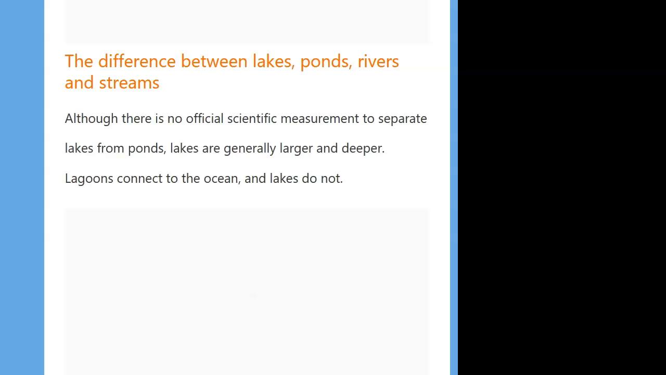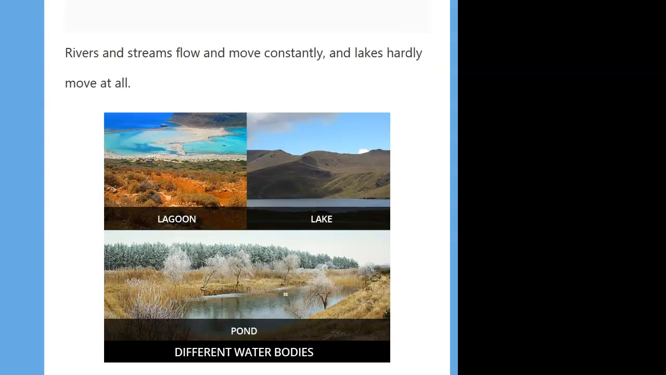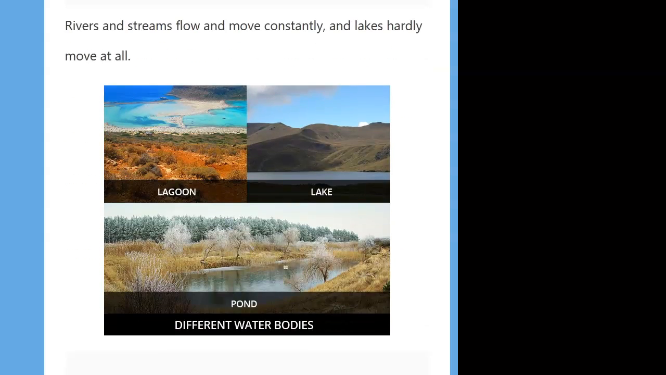The difference between lakes, ponds, rivers, and streams. Although there is no official scientific measurement to separate lakes from ponds, lakes are generally larger and deeper. Lagoons connect to the ocean, and lakes do not. Rivers and streams flow and move constantly, and lakes hardly move at all. Here in this picture we have a lagoon, a lake, and a pond.